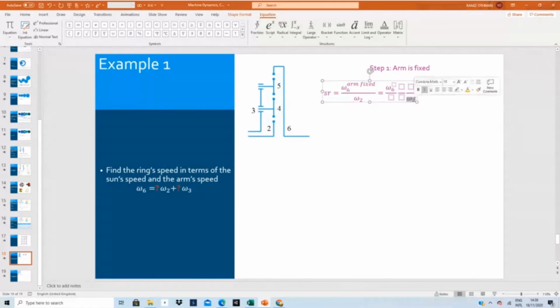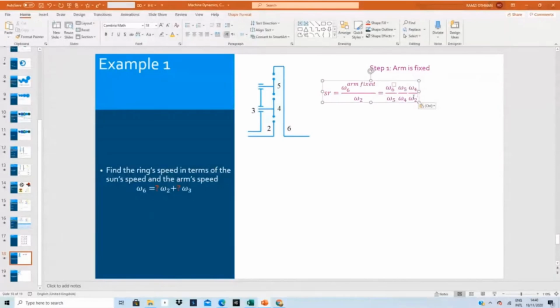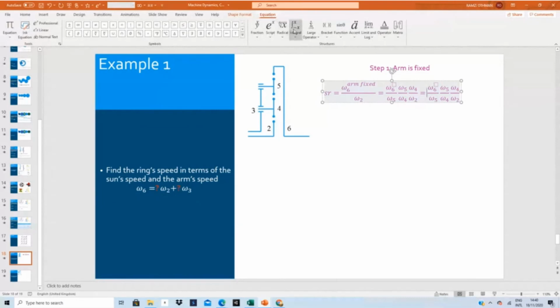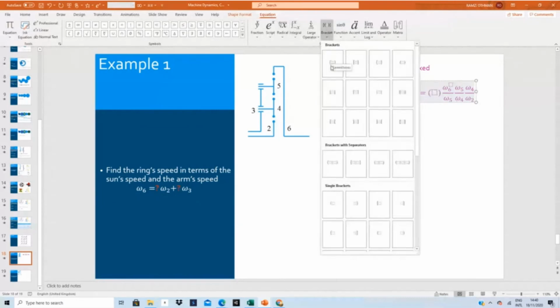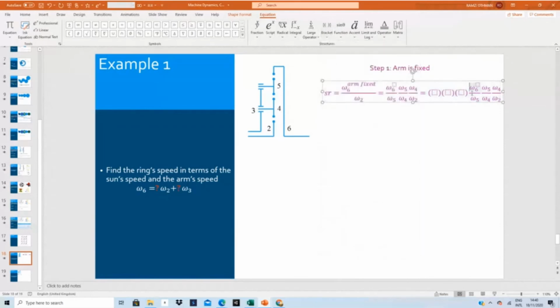6 is measured with 5, so I can calculate omega 6 over omega 5. But if I divide by omega 5, I need to multiply by omega 5. And 5 is measured with 4, so I will divide by omega 4. And if I divide by omega 4, I need to multiply by omega 4 to keep the same ratio. Now all of these ratios consider measured gears: 6 and 5, 5 and 4, 4 and 2. So I can now consider the speed ratios in terms of number of teeth, one by one.